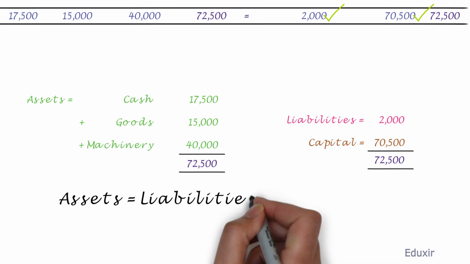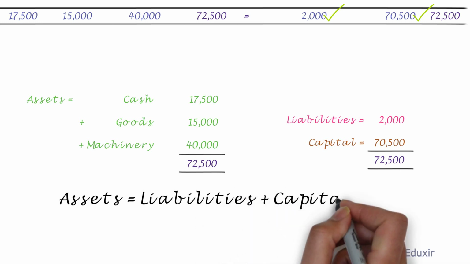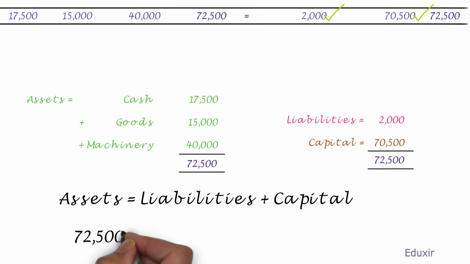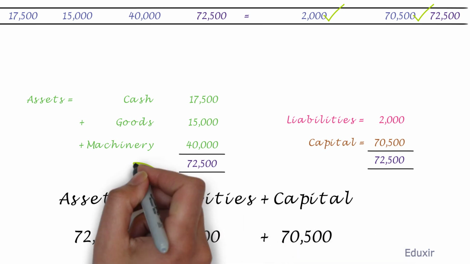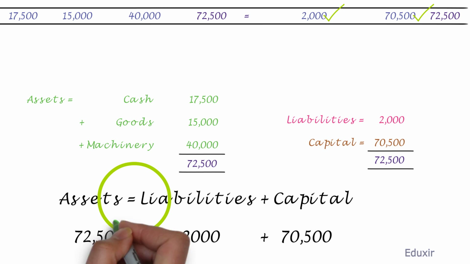That is, 72,500 is equal to 2,000 plus 70,500 rupees. Hence, the accounting equation is proved.